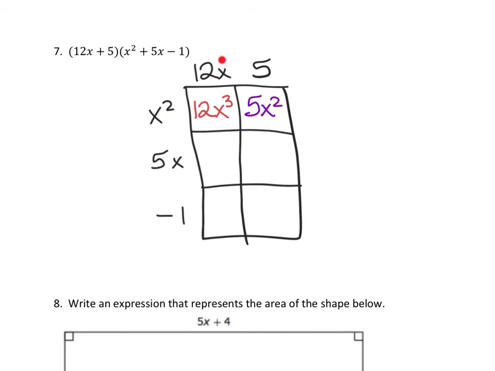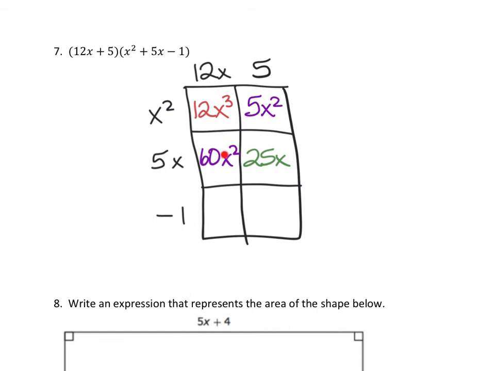We've got 5x times 12x. 5x times 12x, that's 60x squared. 5 times 12 is 60. x times x is x squared. Next up, we have 5x times 5. 5x times 5 is 25x.